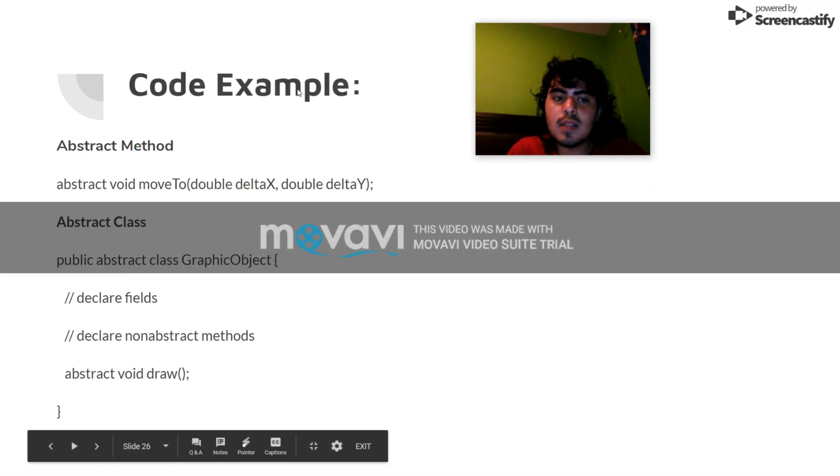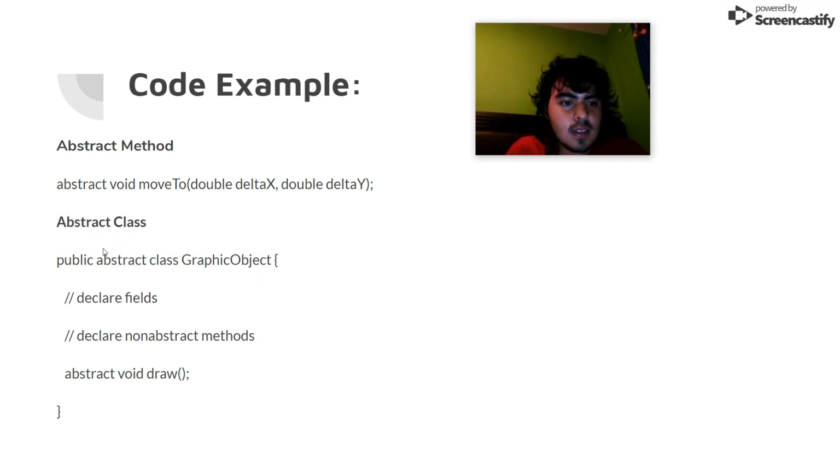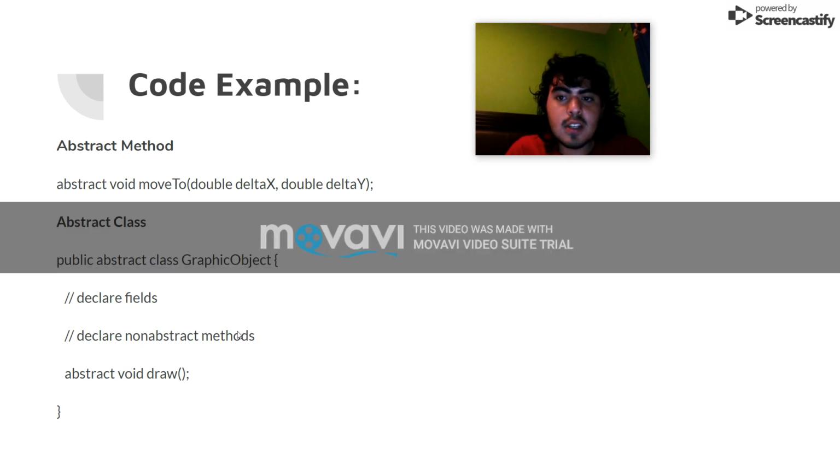So here's a quick coding template example of an abstract method. Here's one: abstract void moveTo(double deltaX, double deltaY), kind of like moving x and y coordinates. And that's how a method would look. Now an abstract class, so public abstract class GraphicObject. In here we would add fields and non-abstract methods, because you cannot have methods inside that are abstract.